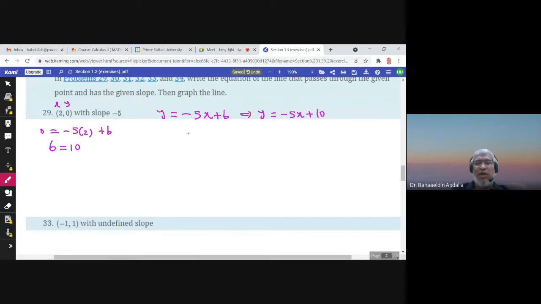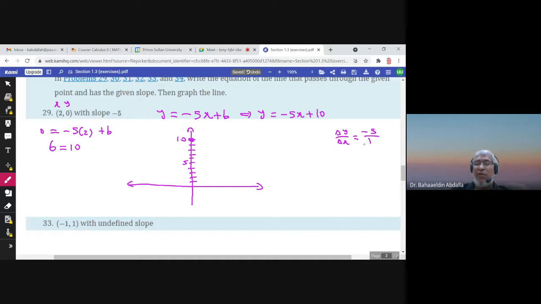Now to graph the line, I start with the y-intercept, and the y-intercept is 10. So this is 5, and this is 10. So this is the y-intercept. Now the slope is negative 5. So delta y over delta x would be negative 5 over 1. You can write it as negative 5 over 1 or 5 over negative 1.